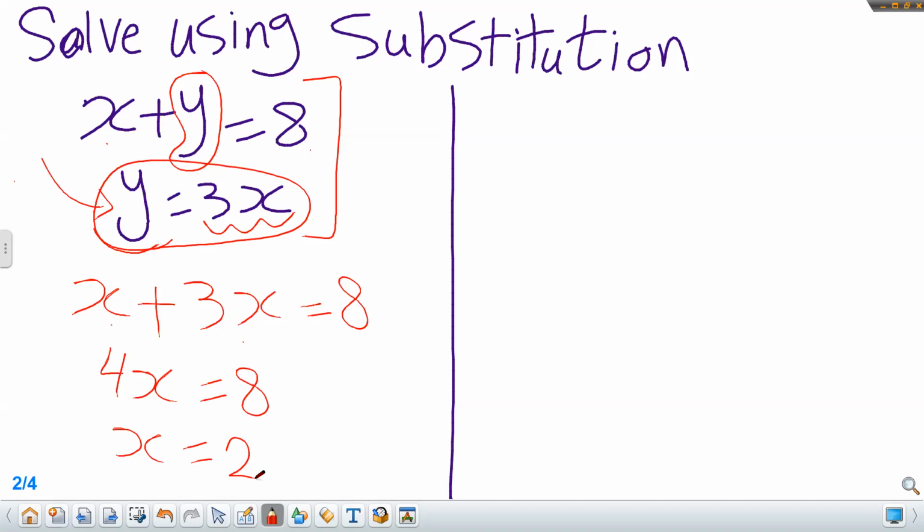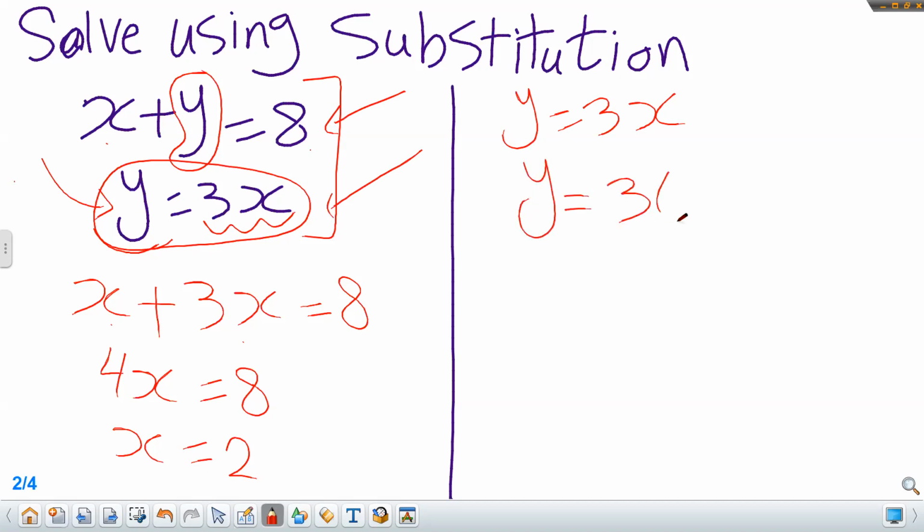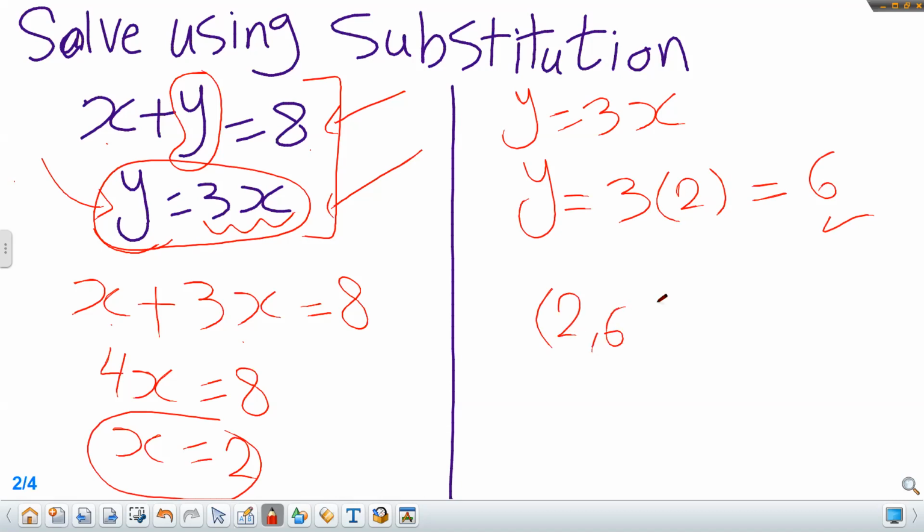You can select any of the two equations. Select the easiest one. For example, I will select the second equation, y equals 3x. Now I know the value of x. The value of x is 2. Then you can replace x by 2. Then y equals 3 times 2, then y equals 6. So I have x equals 2 and y equals 6. Then the solution is the ordered pair (2, 6).